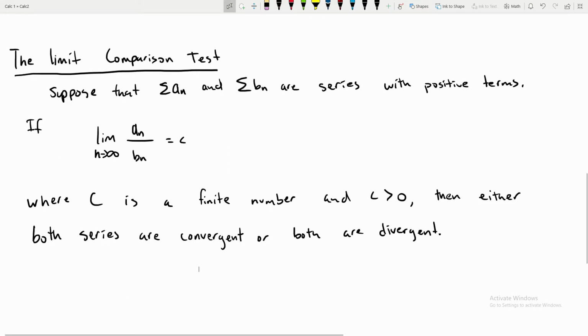So we know that through the comparison test, this one right here is also going to be convergent. So now moving on to the limit comparison test, and this one is a little bit different, but it utilizes similar concepts of comparing one to another.